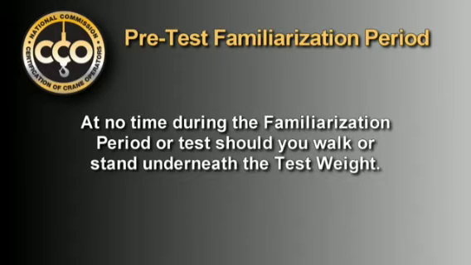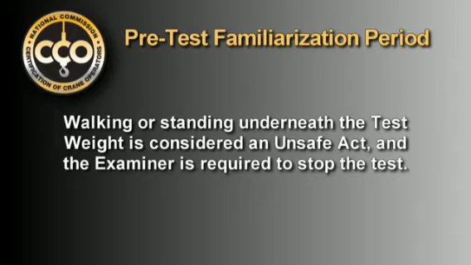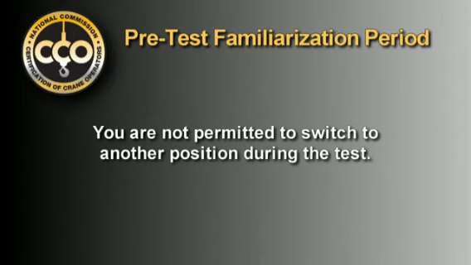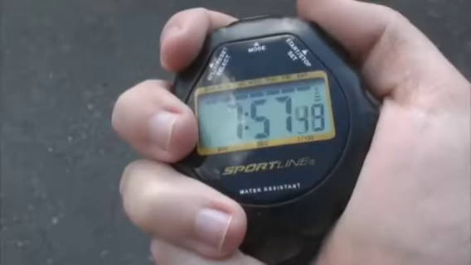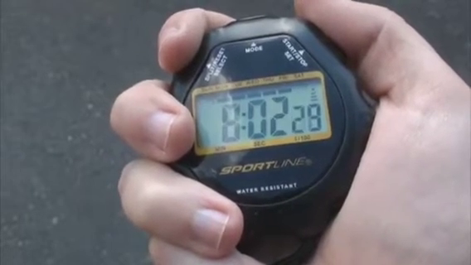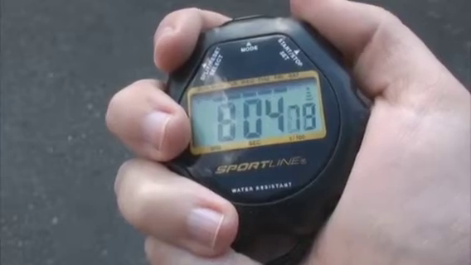At no time during the familiarization period or test should you walk or stand underneath the test weight. Walking or standing underneath the test weight is considered an unsafe act, and the examiner is required to stop the test. If you are operating a crane with multiple control stations, you must select which station you will operate from. You are not permitted to switch to another position during the test. If your time during any of the tasks exceeds more than twice the optimum time, the examiner may ask you to stop and move on to the next task.